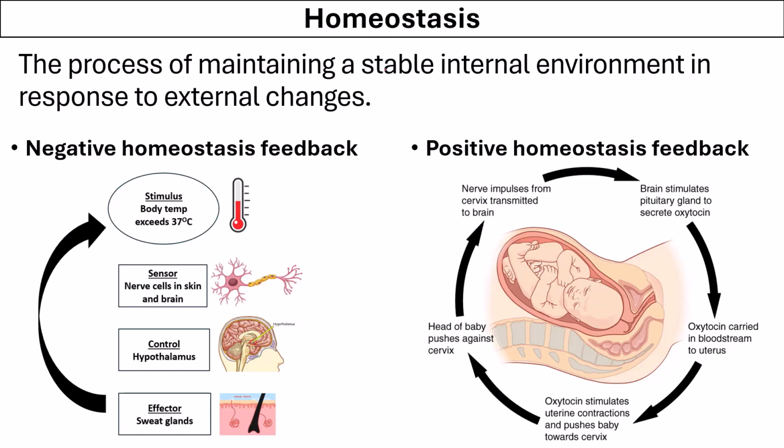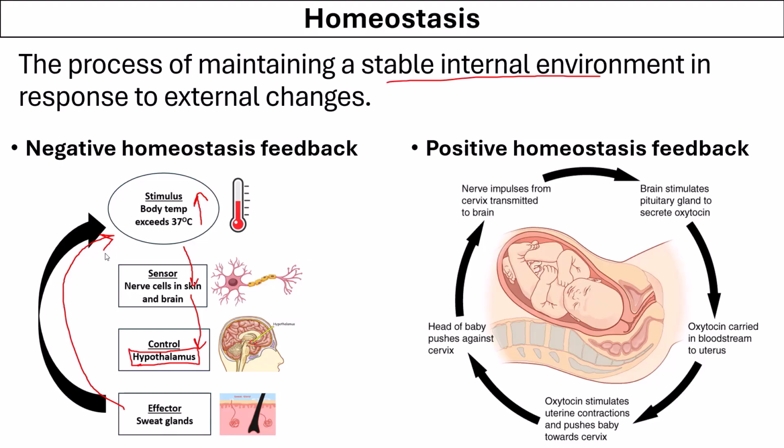Homeostasis is the process of maintaining a stable internal environment in response to any changes in the external environment. For example, when your body temperature increases and goes beyond 37 degrees Celsius, which is the normal temperature of the body, your neurons sense that change and send a signal to the brain, where the thermoregulatory center, the hypothalamus, sends a signal to your sweat glands to start sweating, and sweating causes lowering of your body temperature.